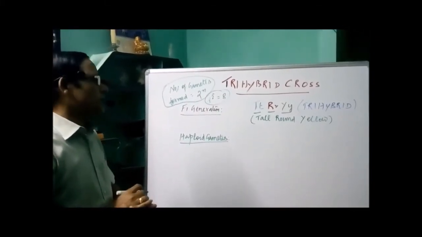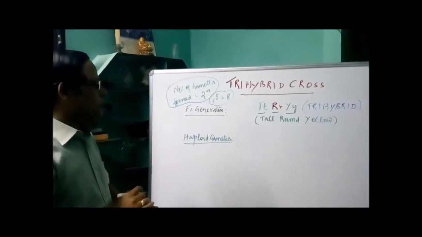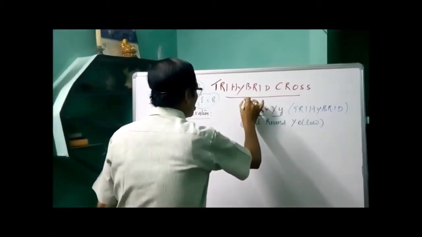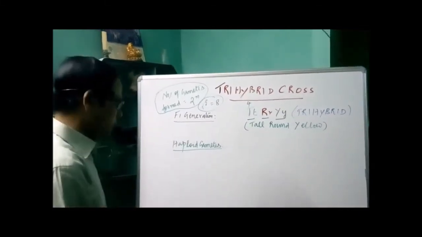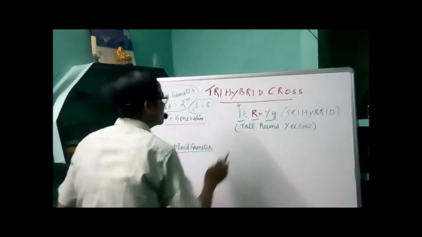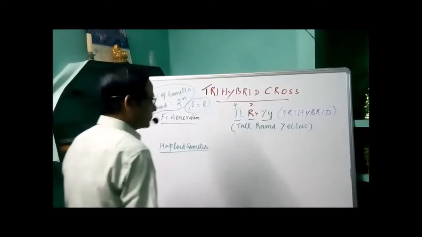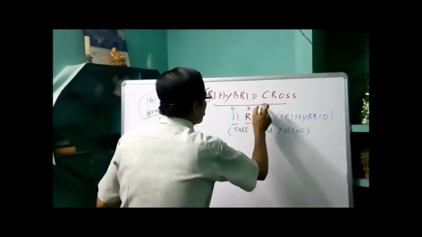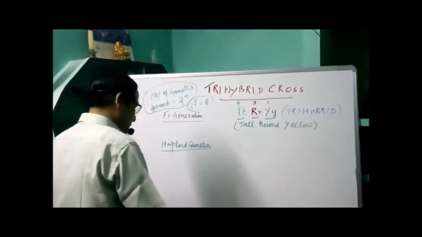Then how to remember the gametes? We have to take the first 2 letters 4 times each, the next 2 letters 2 times each alternately, and the next 2 letters just 1 time. So this is the arrangement.